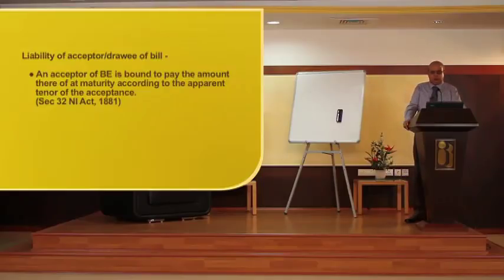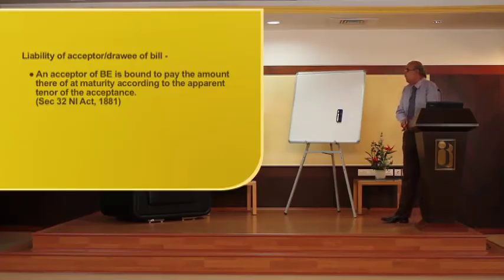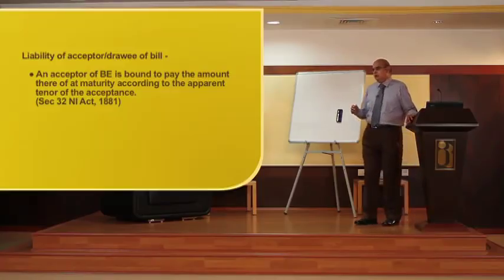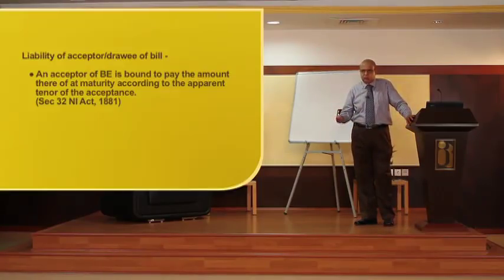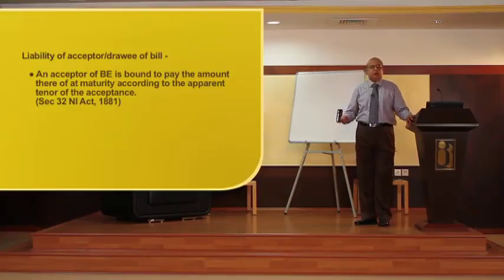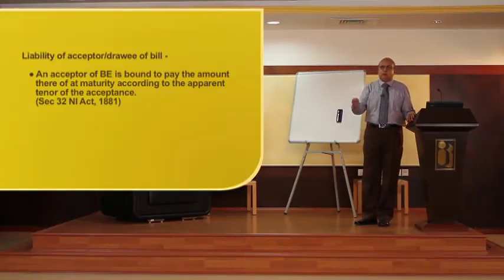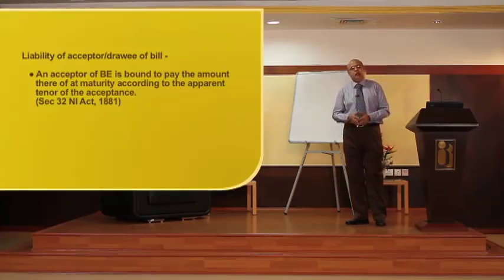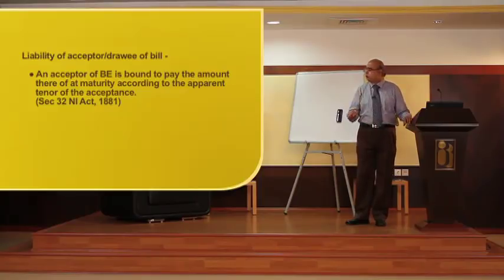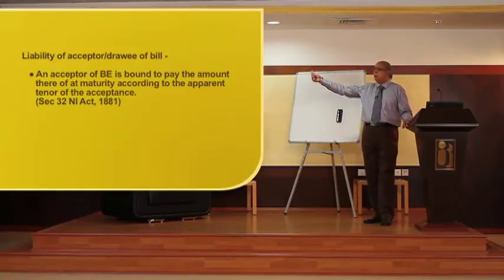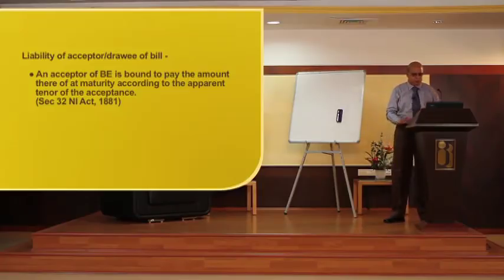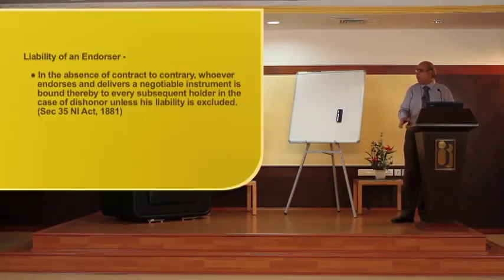Liability of acceptor, drawee of a bill. An acceptor of a bill is bound to pay the amount thereof at maturity according to the apparent tenor of the acceptance. When a seller is drawing a bill on the purchaser, the purchaser accepts the bill. On the strength of his acceptance, the goods are parted with the purchaser. Later on the due date, it is a legal responsibility of the purchaser to make the payment. That is what acceptor, drawee. Drawee is the person who is supposed to make the payment, who had agreed to pay, that is why it is called acceptor. He is called acceptor, sorry.